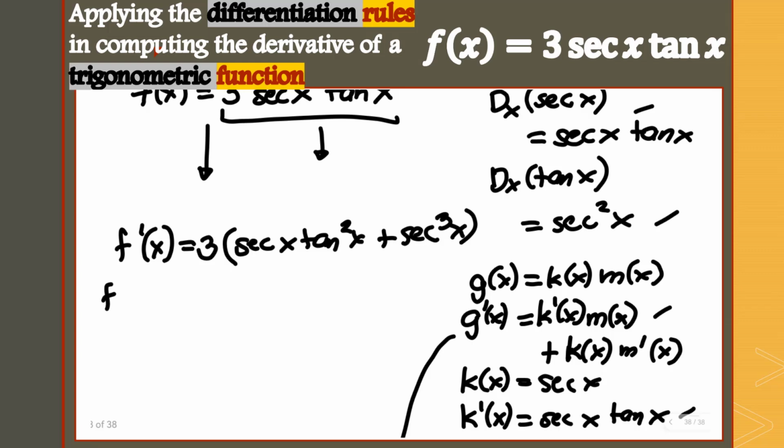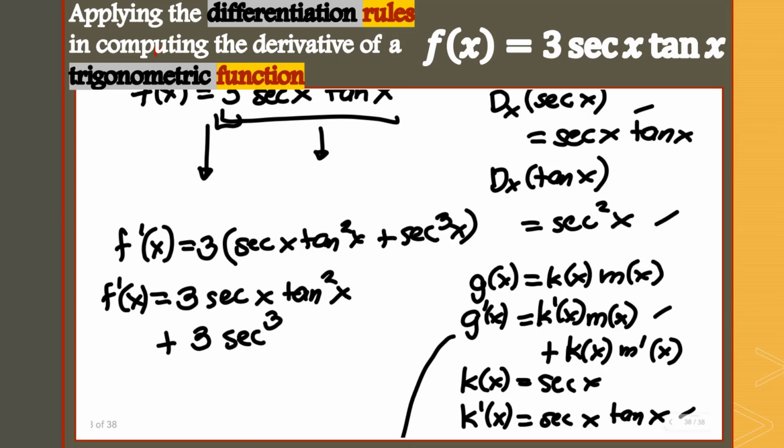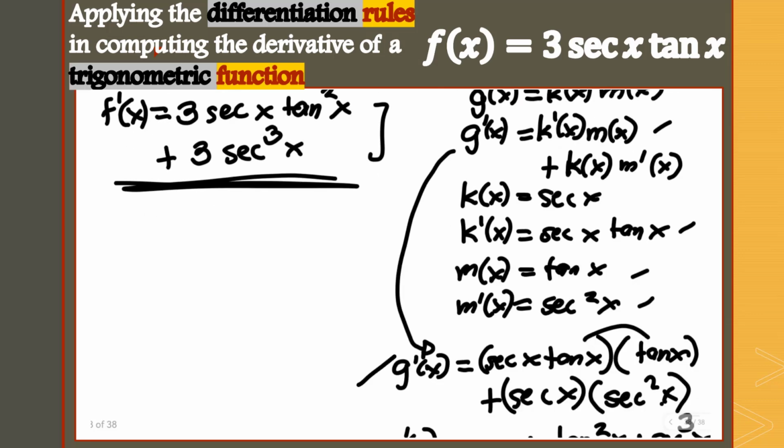In simply multiplying the 3 as our constant multiple, you will have 3 secant x tangent squared x plus 3 secant cubed x. You can have this or others. We could factor out the common secant, but it's okay. After all, they are just the same. Let me just use these two terms for my final answer. Again, it's very important to remind ourselves of these rules, together with the constant multiple, and of course the product rule.